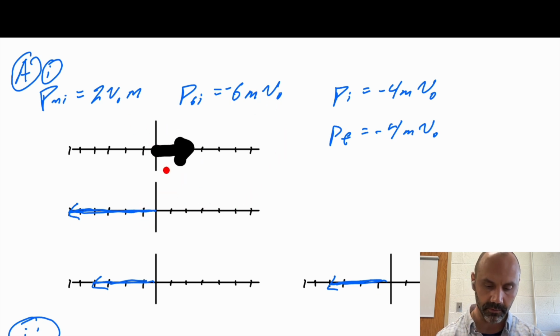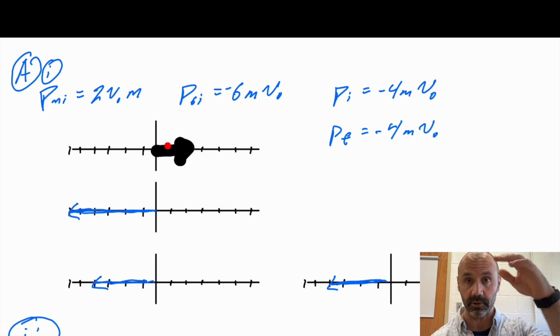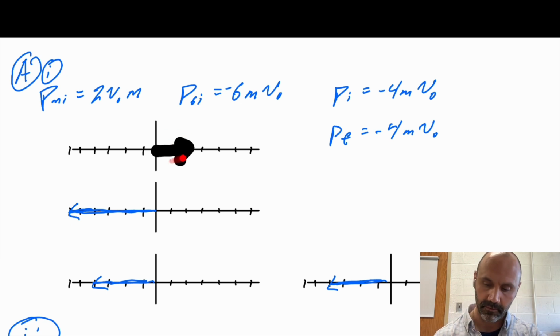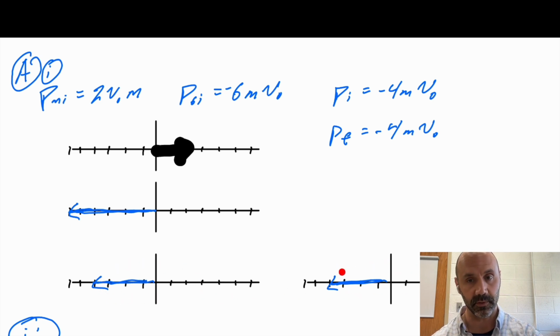This one's already done for you, right? So they give you the chart. I just drew my own thing here. You're filling in. So the total initial momentum is -4 mv naught. That means that also has to be the total final momentum. So -4 mv naught. So here's the total initial momentum, and here's the total final momentum. That's what they ask you to do here.